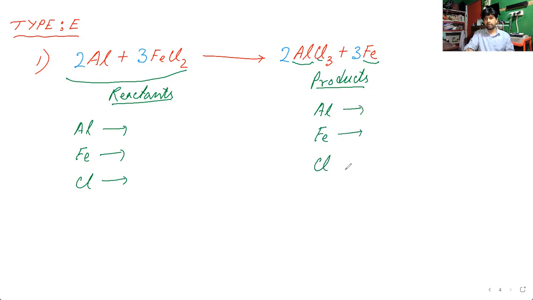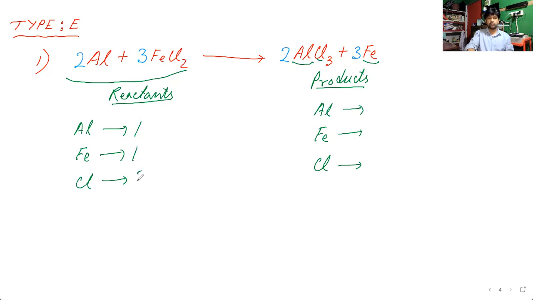So firstly, they were not the same in number. Firstly, aluminum, in front of aluminum nothing is there. That means 1 aluminum was there. Then iron also, nothing is there in front of that. That means 1 iron was there. And chlorine here, 2 is there.